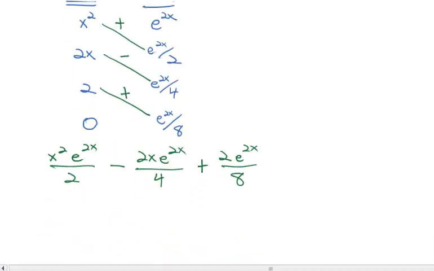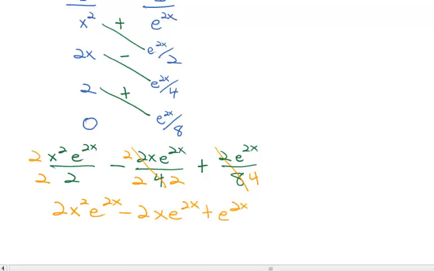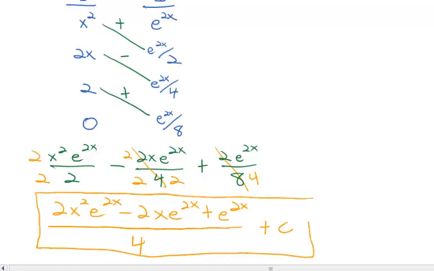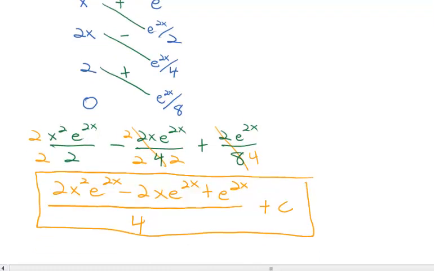Well, we can do a little bit of simplifying, so maybe that wasn't quite a final answer. The 2's can divide out, leaving behind a 2, and the 2's divide out, leaving behind a 4. And let's go ahead and get a common denominator just so that we can make it one fraction. We probably don't have to, but we're going to multiply everything by 2, top and bottom. So we have 2x squared e to the 2x minus 2x e to the 2x plus e to the 2x, all over 4, plus a constant. And we have our final solution.